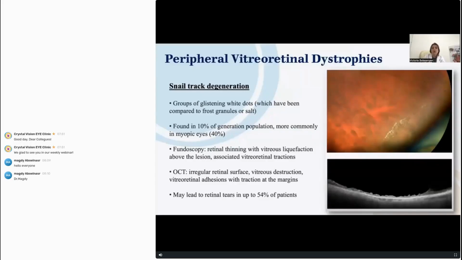Histologically, this lesion consists of degeneration of the neural elements of the retina, leading to an atrophy of the tissues with lipid deposits in the internal retinal layers. OCT findings show an irregular retinal surface, vitreous distraction, vitreoretinal adhesions with traction at the margins. Snail track may lead to retinal tears in up to 55% of patients. Retinal holes, however, in cases like this, when there isn't any traction, we can recommend follow-up and make a decision about laser treatment after some period of evaluation.